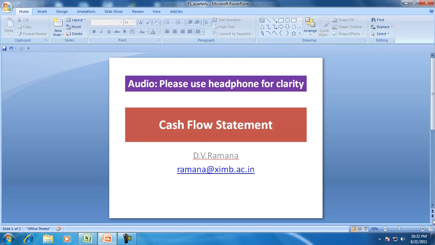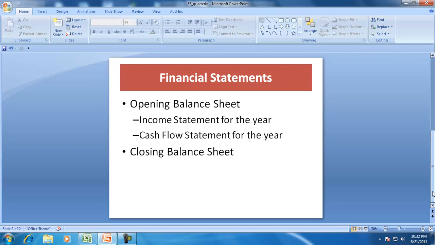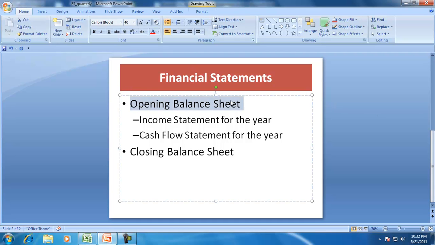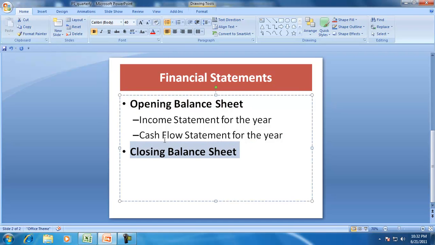So we have seen that whenever there are financial statements, when you see an annual report, you see the opening balance sheet given, you'll see the closing balance sheet given, and also the corresponding income statement and a cash flow statement. This completes the cycle: opening balance sheet, closing balance sheet, income statement for the year, and cash flow statement for the year.